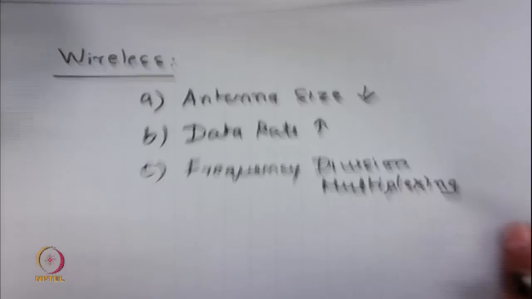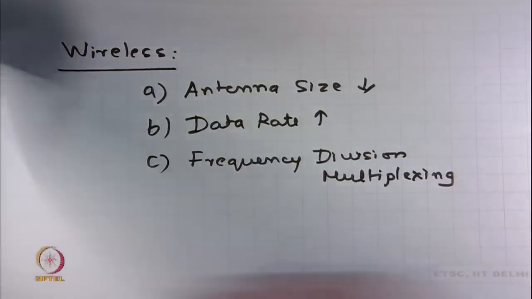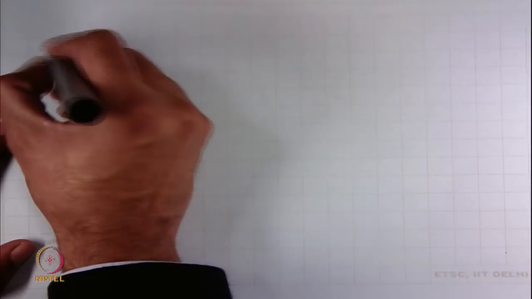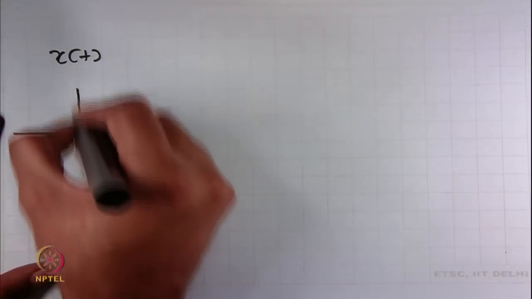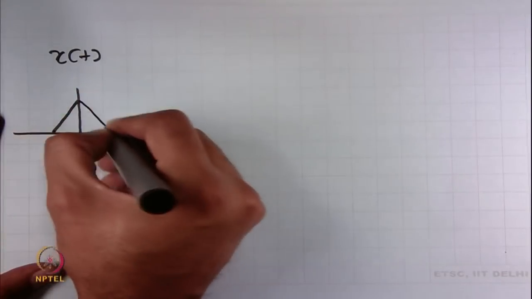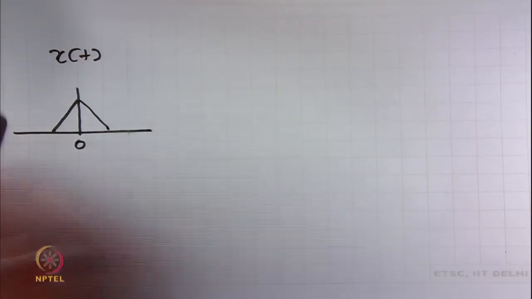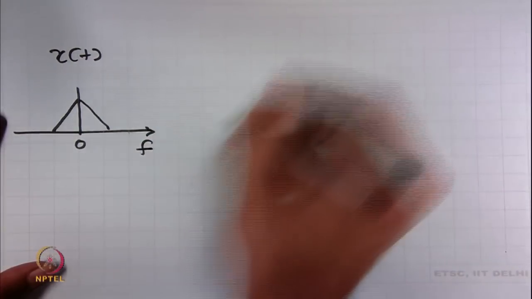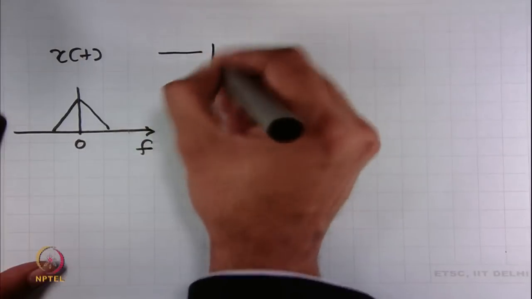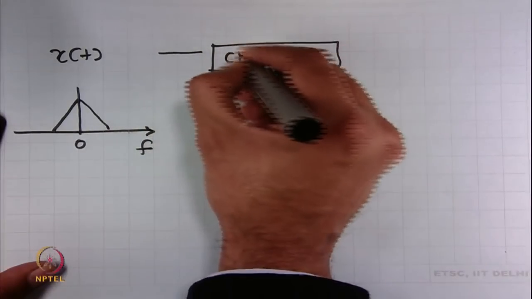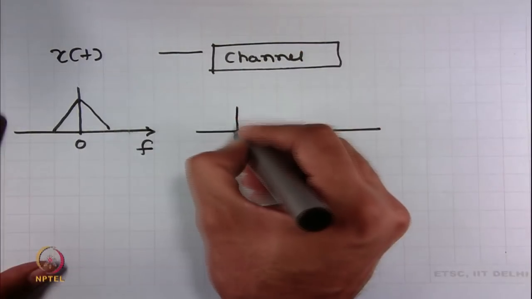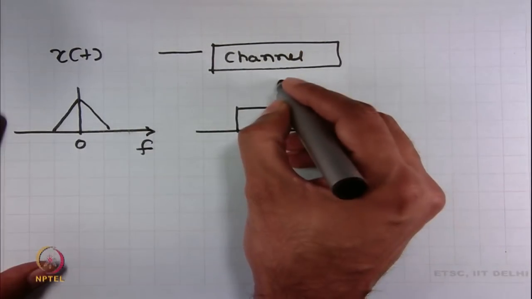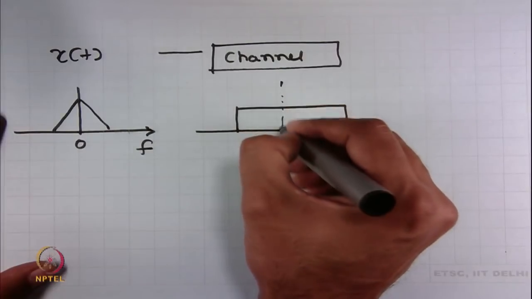Let me try to understand this better. So, if I have a signal x(t), and let us say this signal has a spectrum like this, centered at 0, and let us say that I am trying to pass it over a channel, and the channel has the spectrum centered at around fc.